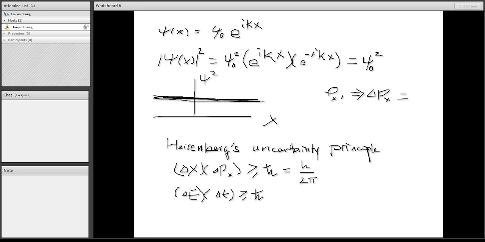And if that's the case, then from Heisenberg's uncertainty principle, delta x has to be approaching infinity, so that the product of this and this will still be greater than h bar, because 0 times infinity is not 0, it's not infinity, it will actually be a number. So the product of these two will be greater than a number.